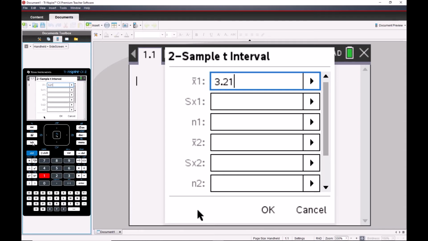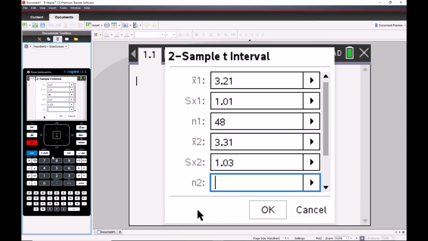3.21 with a standard deviation of 1.01. N1 was 48, and X bar 2 was for the non-returning, that's 3.31, and the standard deviation on that was 1.03, and N2 is 42. It's okay to have different sample sizes.